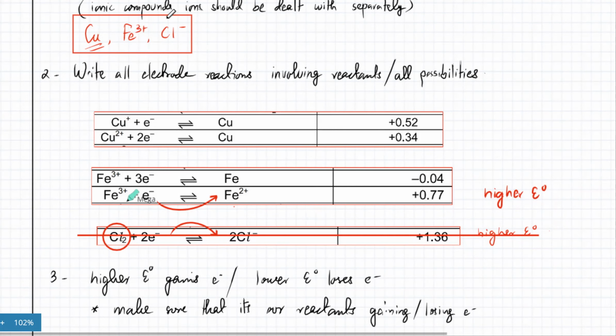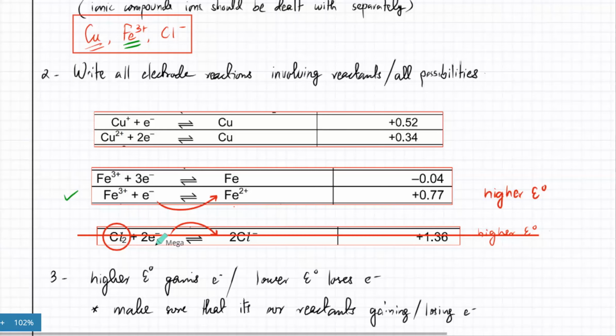So that means this equation is fine, because this equation states that Fe3 plus is the one that's going to gain electrons. So there's nothing wrong with this. So I'm going to pick this equation. It's a perfectly fine equation, and Fe3 plus is going to gain electrons. Is this clear up till this point?